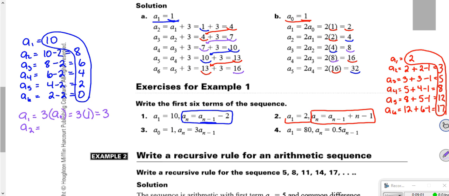Okay. A sub 2, remember our ratio here, our R is 3. So we're taking 3 times the preceding term. So I'm going to kind of scooch over here. 3 times 3 is 9. A sub 3 is going to be 9 times 3, or 27. A sub 4, sorry, I kind of write numbers in the wrong order. 3 times 27, which is 81.